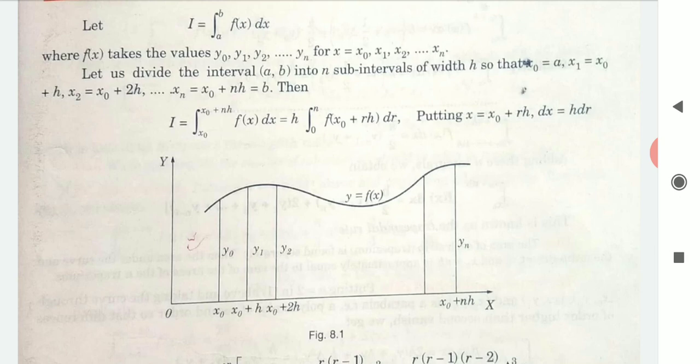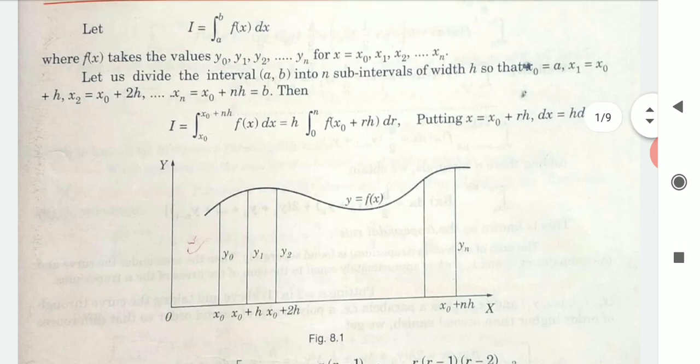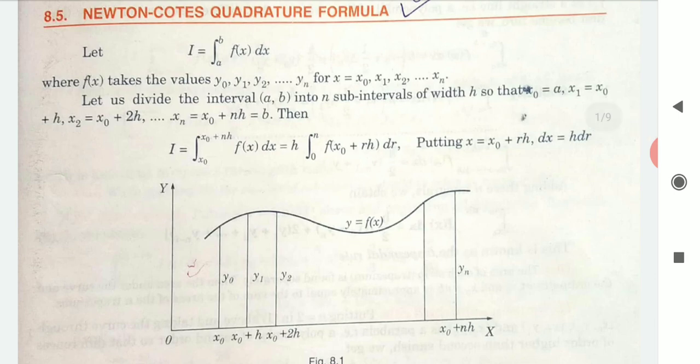As we are taking h as a step size, same width, x1 will be equals to x0 plus h, x2 will be equals to x0 plus 2h, x100 will be equals to x0 plus 100h and so on. In general, xn is equals to x0 plus nh, which will be the last point. Then the integration that we have considered in the very first step, I, will take the form I is equals to integration from x0 to x0 plus nh, because a is my x0 and b is my x0 plus nh.